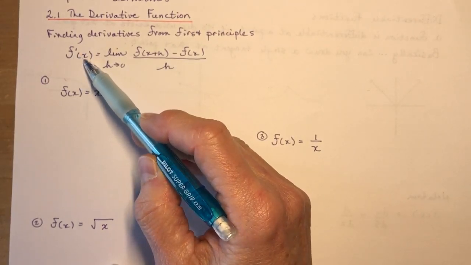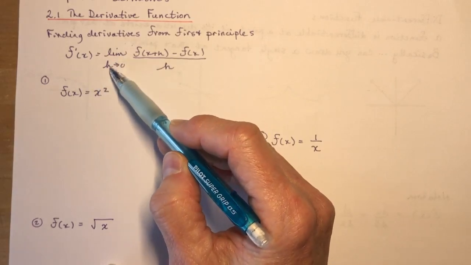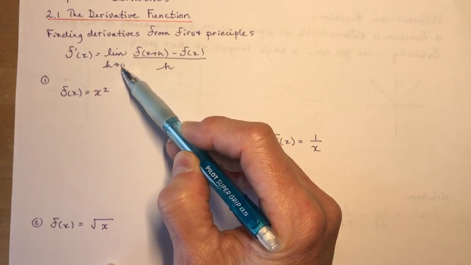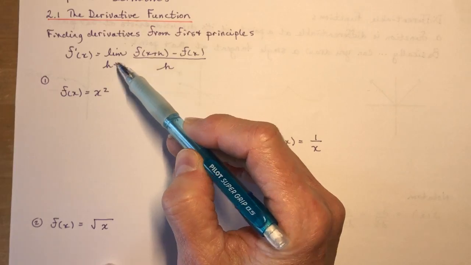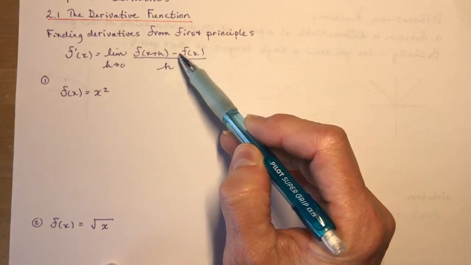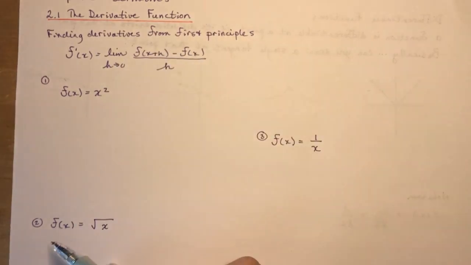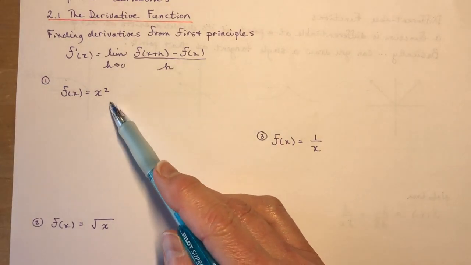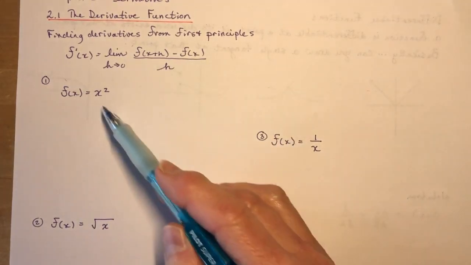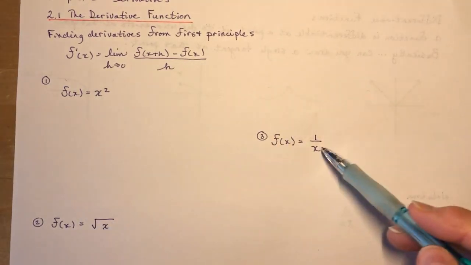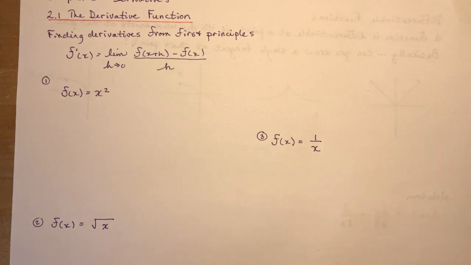So f prime x is talking about the limit. It's a limit as h approaches 0, so we understand what limits are now, of f at x plus h minus f at x over h. And what we're going to do is I'm going to do the three basic calculations for a polynomial, a radical, and a rational function, and how you go about finding the derivative function.